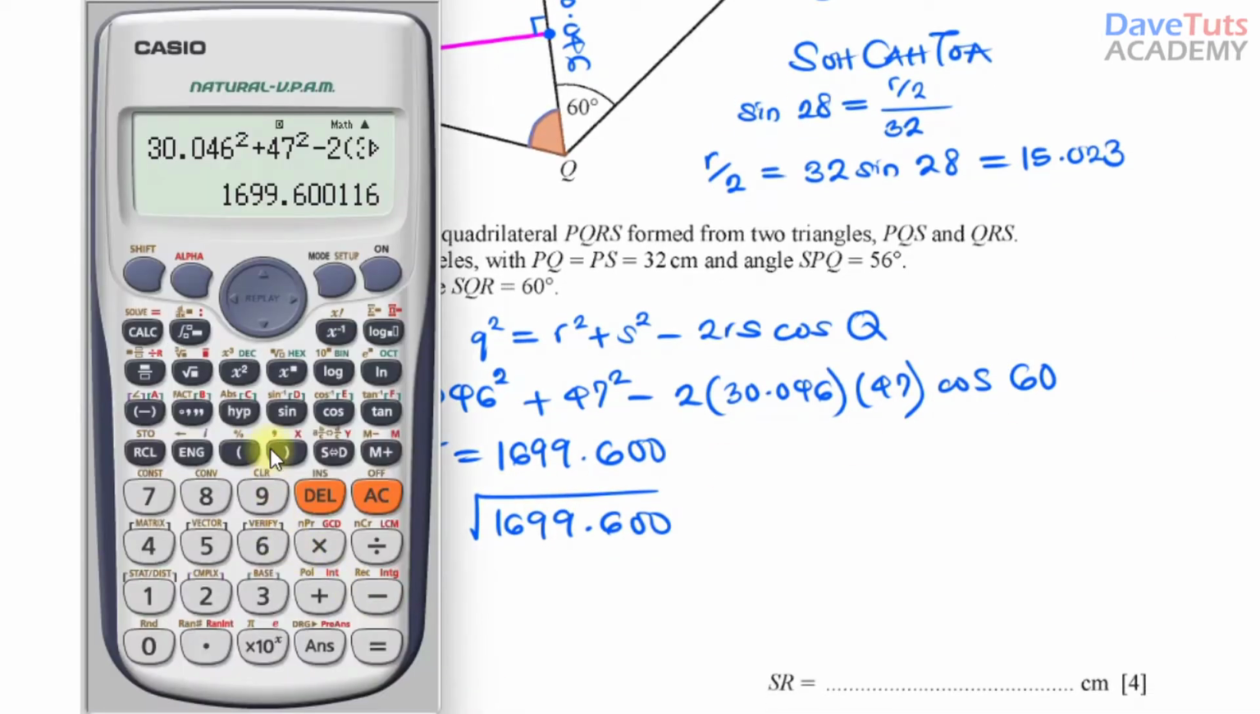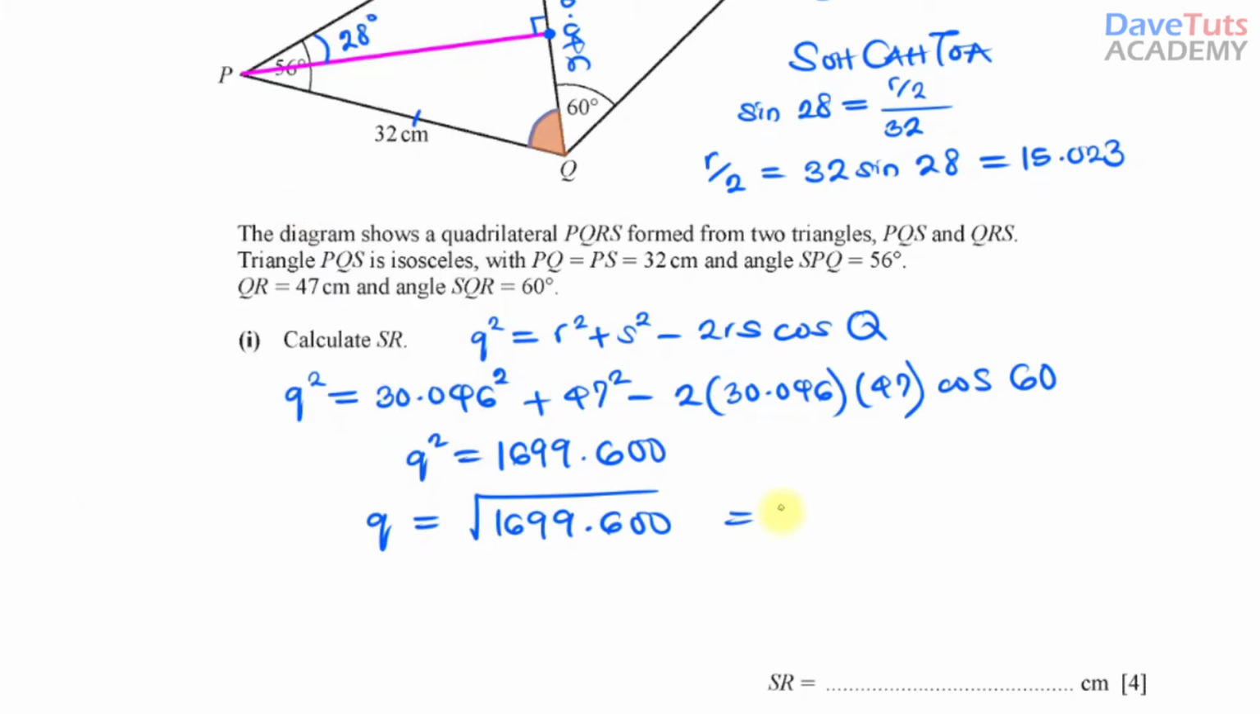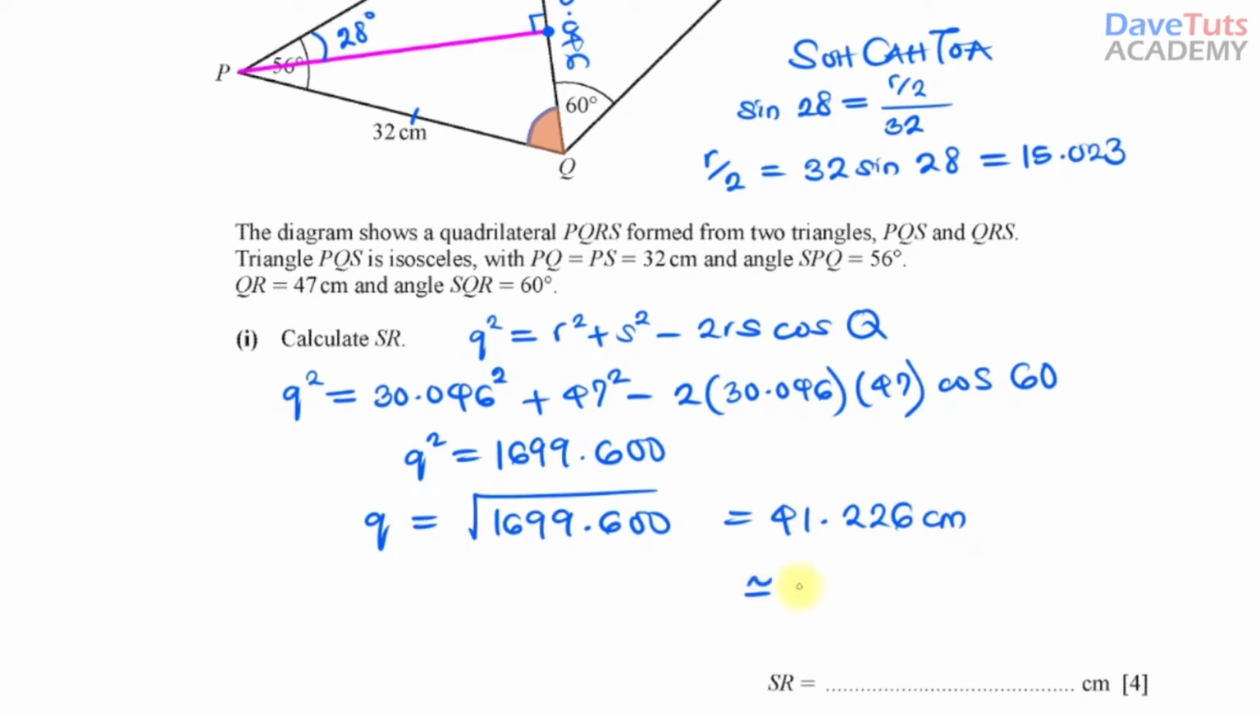So we will take our calculator, the square root of the answer that we just got, that is 41.226 centimeters. From here, we should round it to 3 significant figures. So that will be 41.2 centimeters, because the 2 is not up to 5, so we'll round it down to 0 and keep the previous number. So SR, which is Q, we can append as 41.2 centimeters, and that will be our final answer in this particular case.